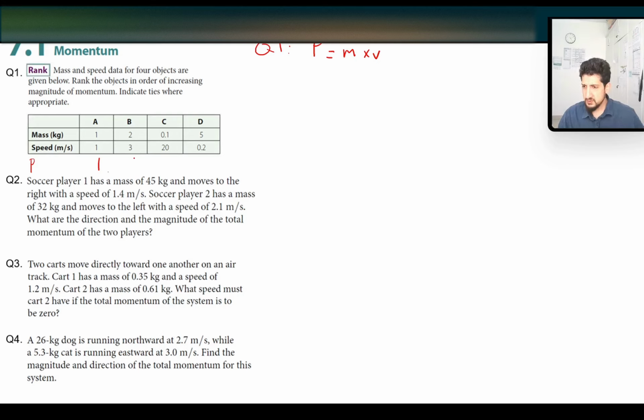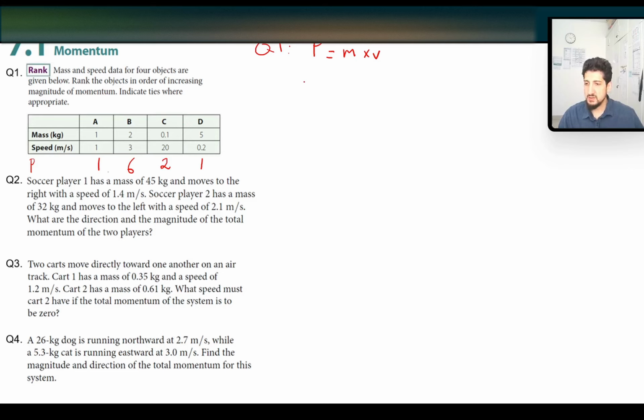2 times 3 equals 6. 0.1 times 2 times 20 equals 2. And 5 times 0.2 equals 1. Okay. So which one is the most? Indicate rank in order of increasing momentum, increasing magnitude. So be careful with that in the exam. Increasing means you start with the lowest.